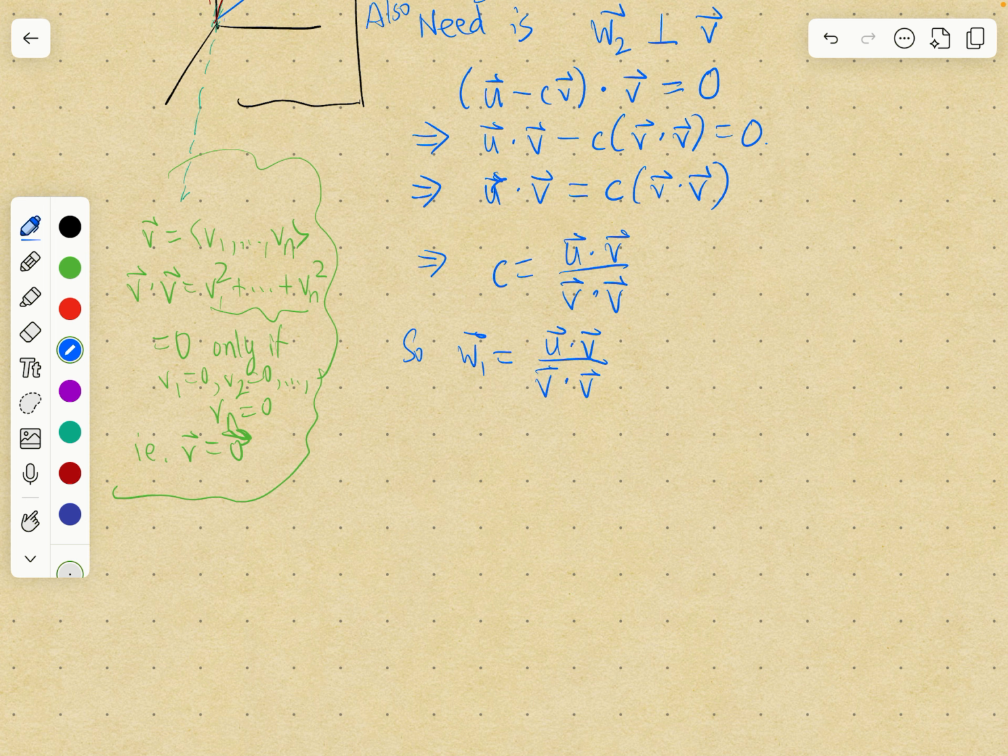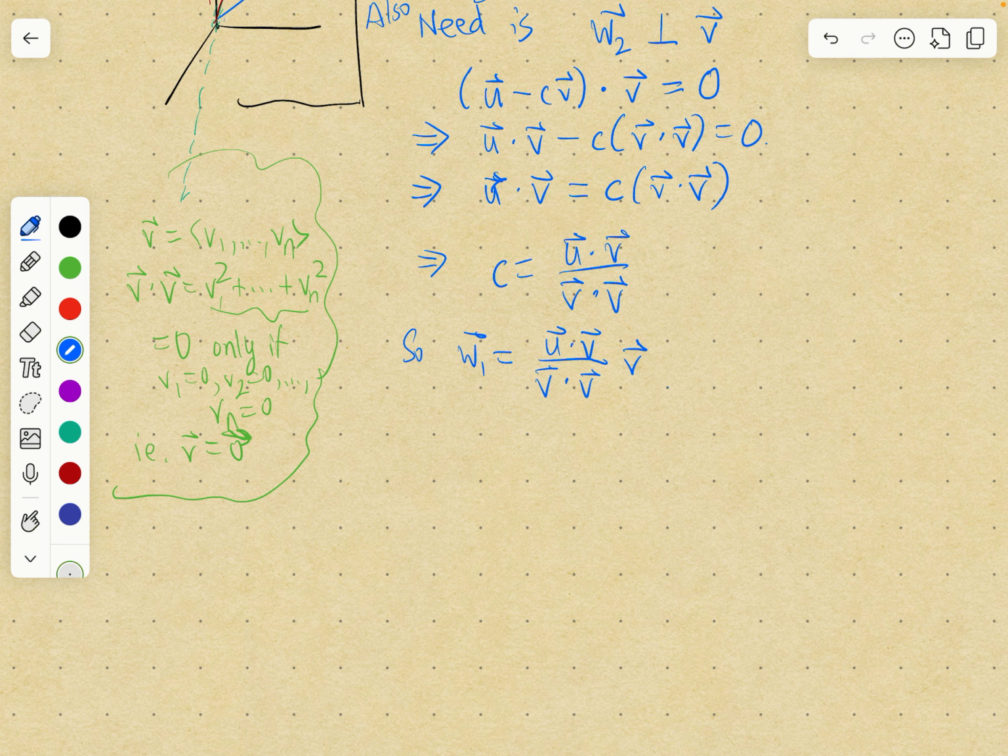So W1 is going to be U dot V over V dot V, V. And I just want to remind you that this is a scalar. U dot V, the dot product of two vectors, is a scalar. V dot V is a scalar. When you divide a scalar by a scalar, you get a scalar. So this whole thing is a scalar, and it's a scalar multiple of V. And W2 is just U minus W1.